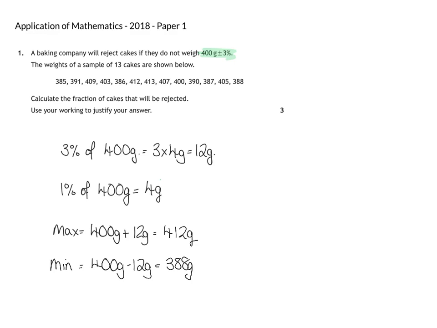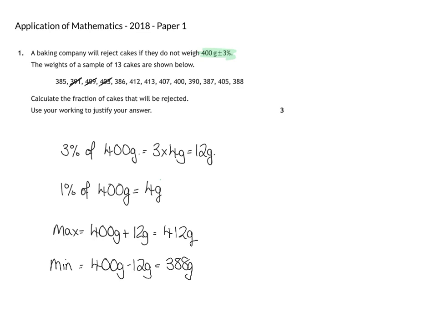Right, so we need to work out now which values will be rejected or which will be kept. So I'm going to score out the ones that will be kept, so the ones that are left are the ones that would be rejected, which gives us the numerator for a fraction, because we've been asked to calculate the fraction of cakes that will be rejected. So we're looking to get rid of any cakes that are in between 388 grams and 412, including those. So 385, that would be rejected, so it can stay on my list, I'm not going to score it out. 391, that would be okay, so I'm going to score it out. So would 409 and 403.